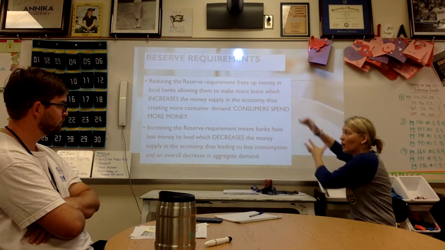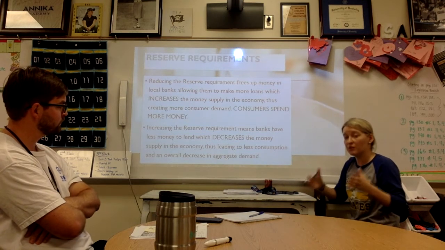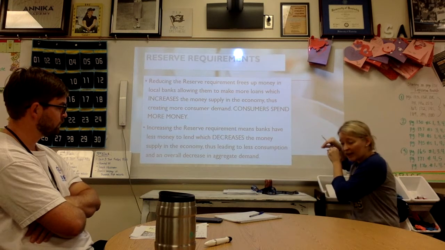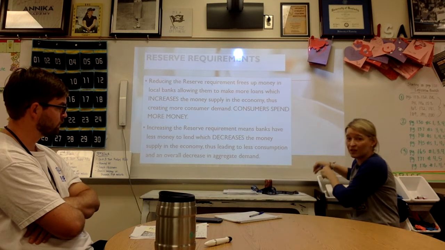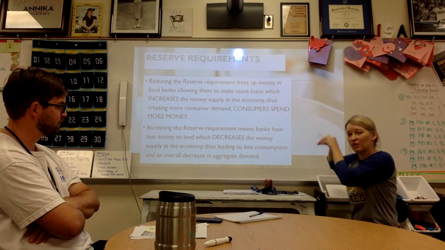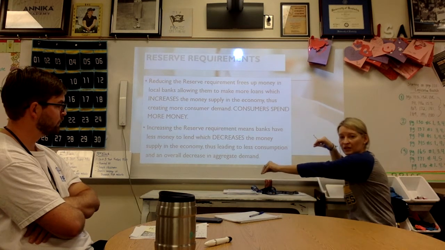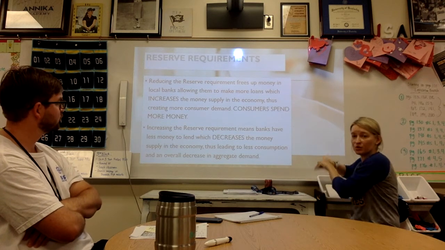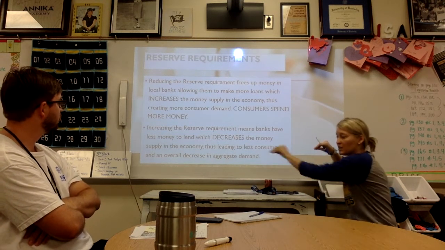But with reserve requirements, the first thing that banks have to do is make sure that when every deposit comes in, they have a certain percentage that they have to keep in the vault. They keep it in the bank vault. And so if that number is high, that's less money that they can loan out to consumers, okay? So if this percentage is high, then that's less money over here.